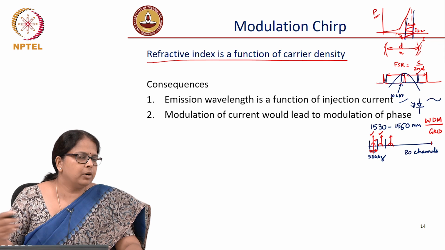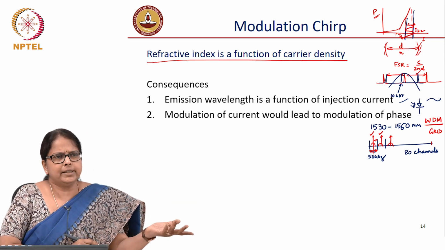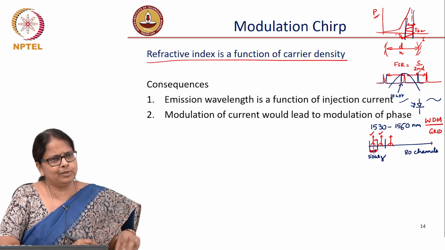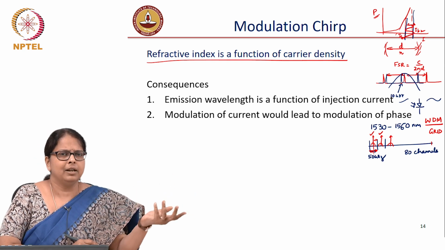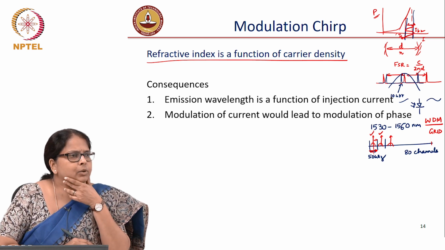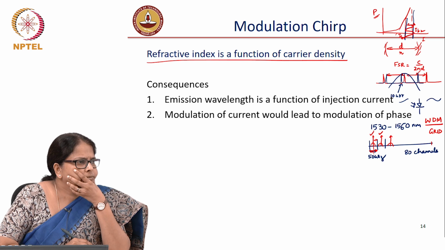What's the consequence of phase modulation? Why do I care if it's a phase modulation? Because I want only intensity modulation. I am not measuring phase. So, even if there is a phase modulation, why can't I say, let there be a phase modulation, I don't care about it, because I am detecting only intensity? So, what is a problem if I have a phase modulation?